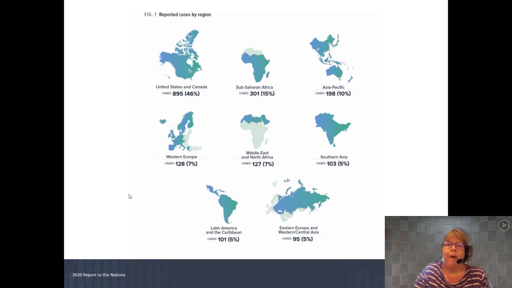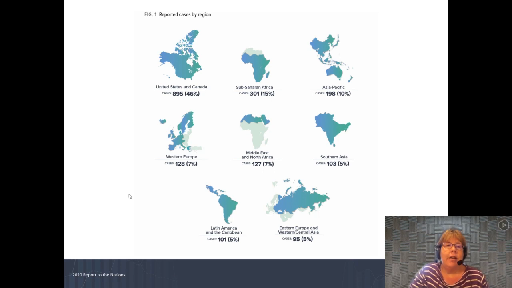So just a little bit about the cases that are used in this report. As you can see from this chart, we have a map of all the different areas. The U.S. and Canada make up about 46% of the reported cases, and that's about 895 cases. Just a reminder, this is only cases that were reported to the organization by certified fraud examiners. It is very far from every single case.